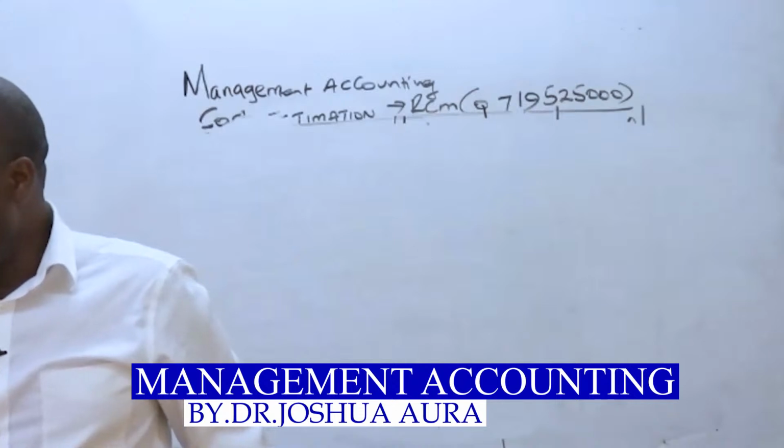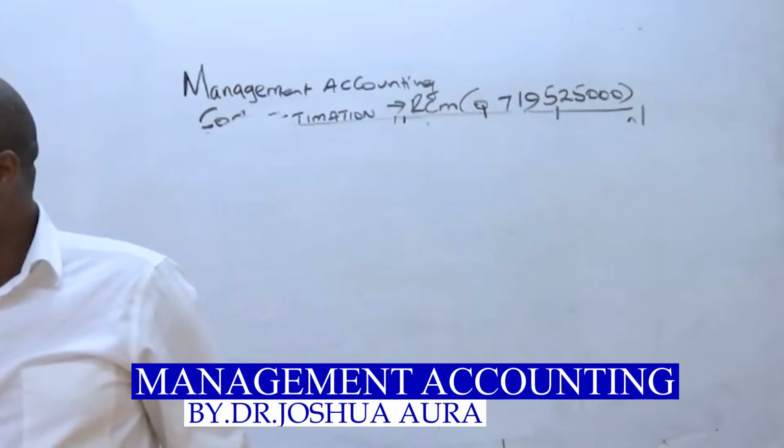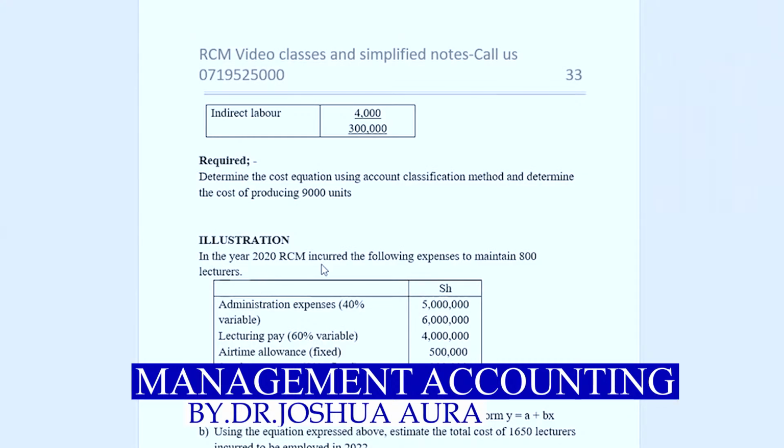So we go back to our example. Our example, ladies and gentlemen, is quite an interesting one. We are told that in the year 2020, RCM incurred the following expenses to maintain 800 lecturers. Administrative expenses, they are telling us 40% is variable. Lecturing pay, 60% is variable. Airtime allowance, the whole of it is fixed. And sundry expenses, 50% fixed. Using the account analysis method, express a cost equation. So the very first thing that I'll do is write down this table of RCM.